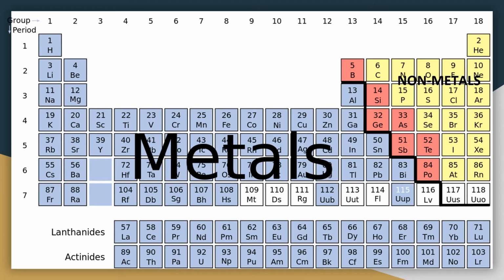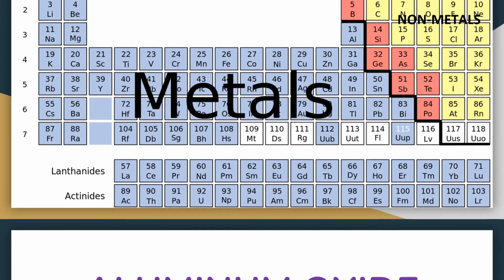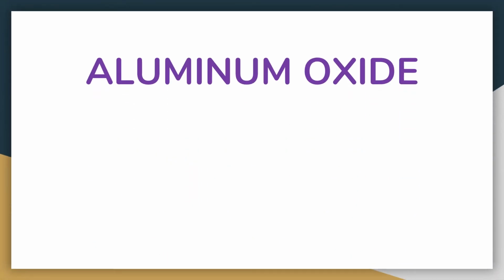Looking at the periodic table, the highlighted portion shows you all the different types of non-metals. Everything thereafter is a metal. We'll start with the different types of naming for ionic compounds. Aluminum oxide shows you the name of the metal, aluminum, and oxygen, our non-metal, ending in "-ide".